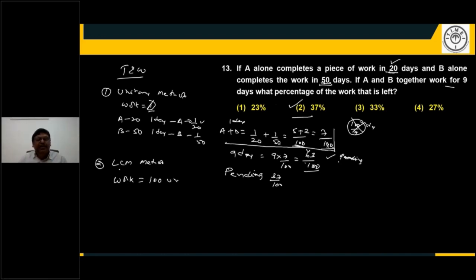Let us say the work is 100 units. Total work is 100 units. A takes 20 days to do that, which means in 1 day, 1 day's work of A is 100 by 20 units. 20 days they are doing 100 units, which means in 1 day they do this. How has this 5 come? 100 by 20.